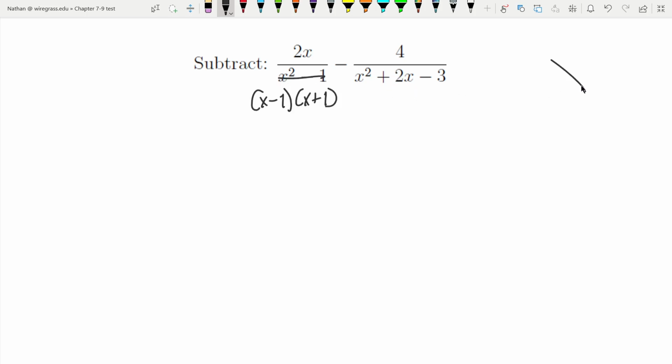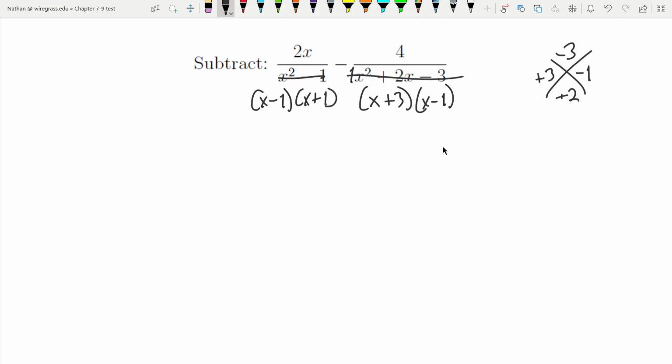And this one I can immediately factor since a is 1 here. 1 times negative 3 is negative 3. B is just positive 2. That's going to be positive 3 times negative 1. That gives me negative 3, and adding them gives positive 2. So this is going to be the same thing as x plus 3 and x minus 1 from these two answers we found.